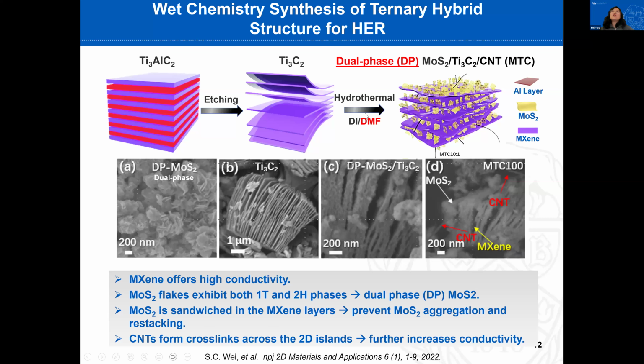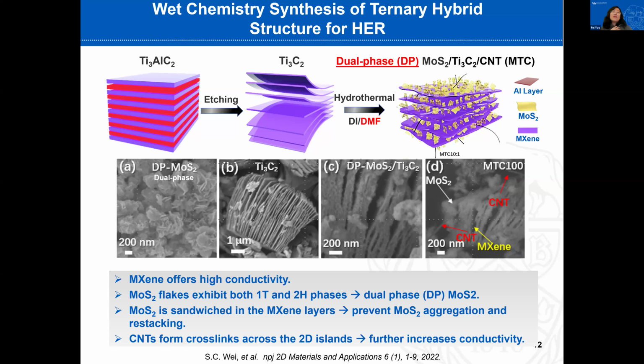The reason we choose the bisolvent for the synthesis is because we can have the 1T phase present from the 2H phase transformation. Then we label it as dual phase MoS2, DPMoS2 here. I will discuss this in more detail in the following slides. Another advantage of forming such a hybrid structure is that the MoS2 can be sandwiched in between MXene layers, as evidenced in this SEM image. Therefore, we can prevent the MoS2 aggregation and restacking.